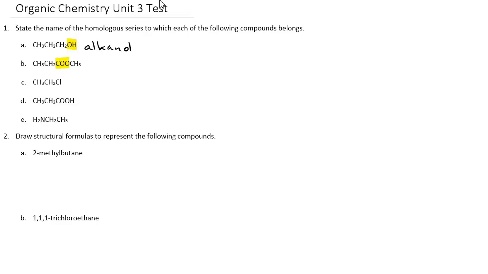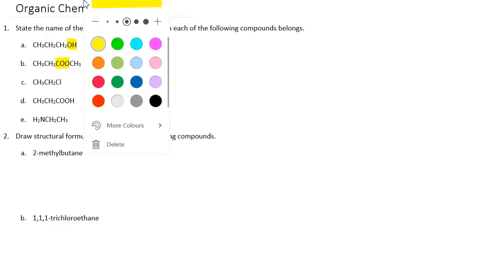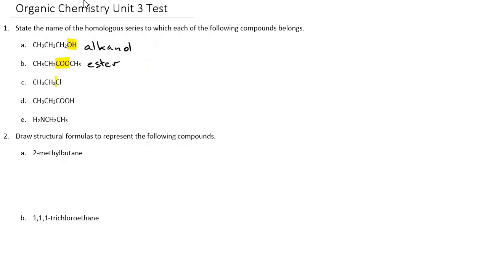Okay? In this situation here, we have a functional group right there. And from your knowledge of a COO bond in the middle or somewhere in between the molecule, it belongs to an ester functional group. Okay. In this situation, we have a chloroalkane because we've got a chlorine functional group, and this is an alkane, so chloroalkane.